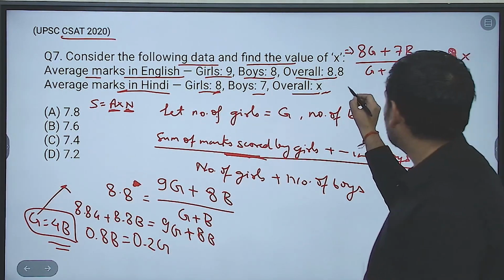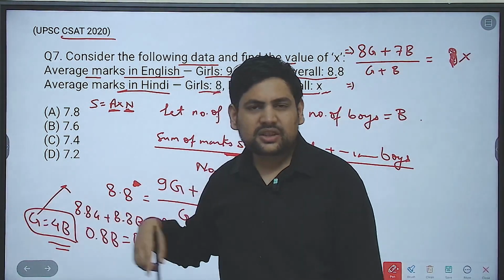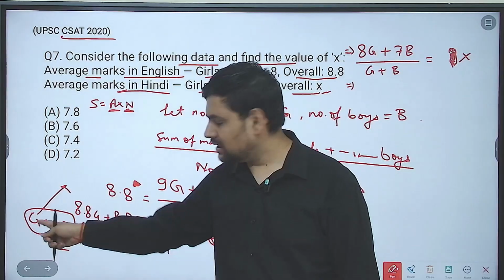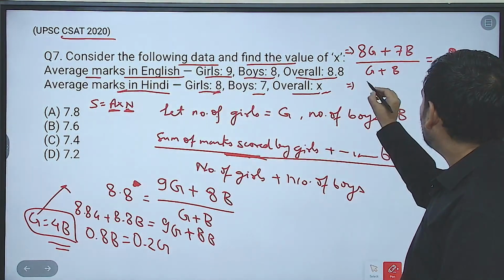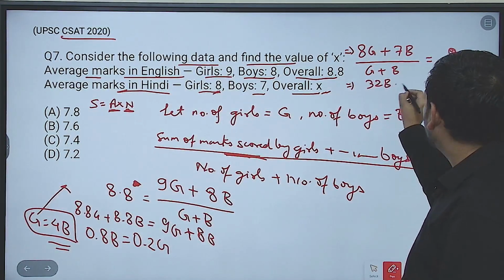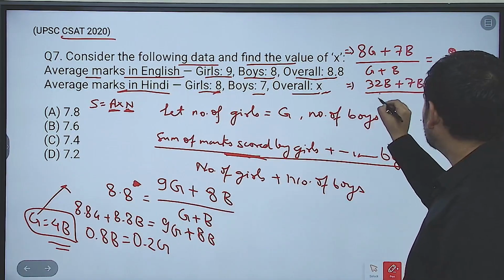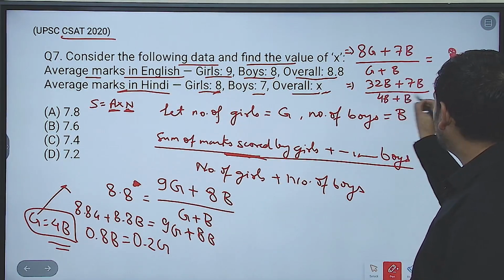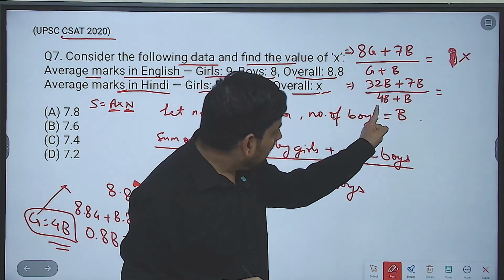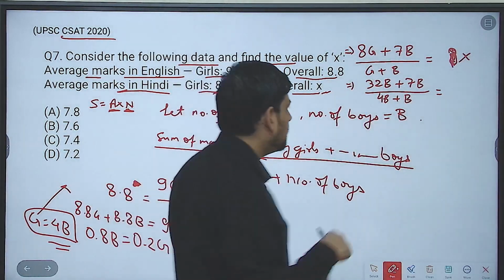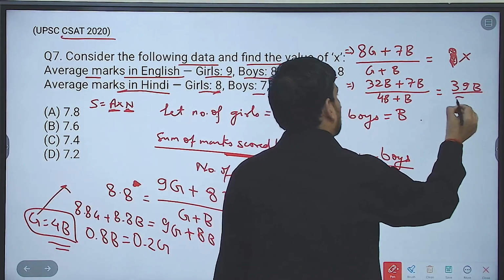So this becomes what? Now G is equal to 4B, then 8G is equal to, if I multiply both sides by 8, 32B, plus 7B upon G, which is 4B, so this is 4B plus B, correct? 32B plus 7B upon 4B plus B. So what you get? You get 39B divided by 5B.